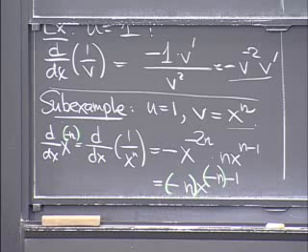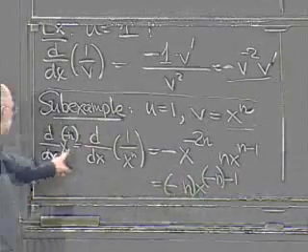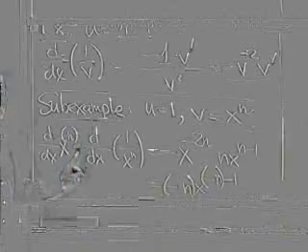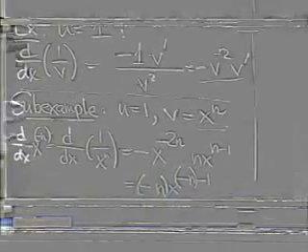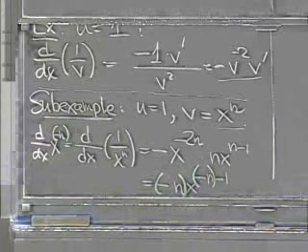Yeah? How did I do this? Sorry? Right. Where did that x to the minus 2n come from?